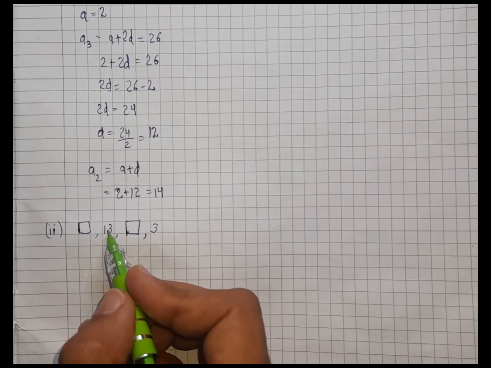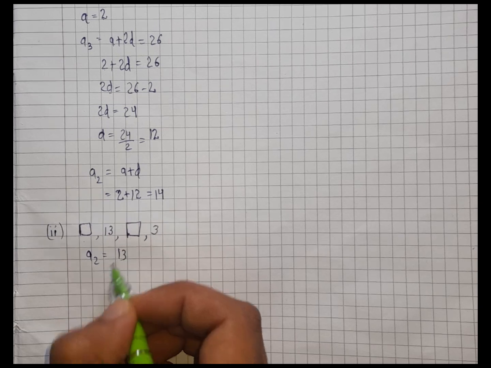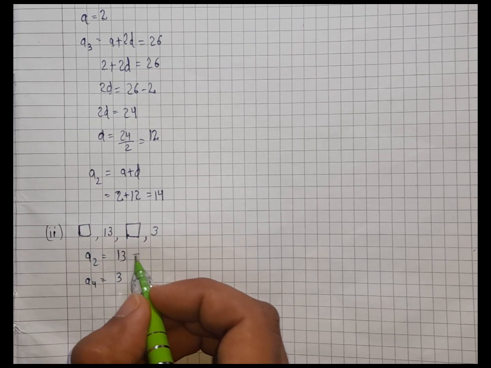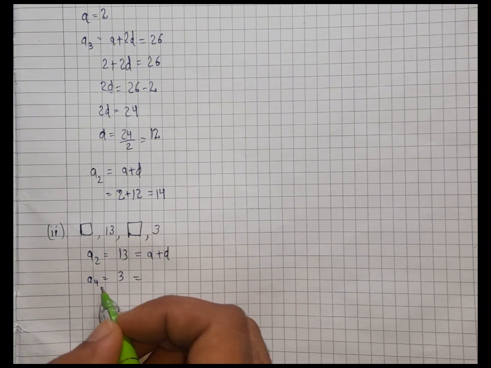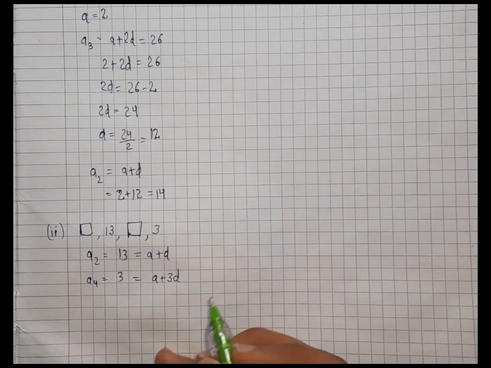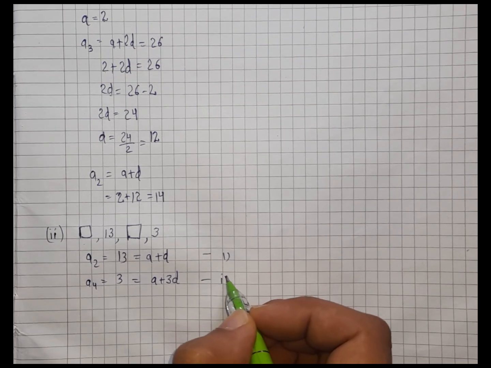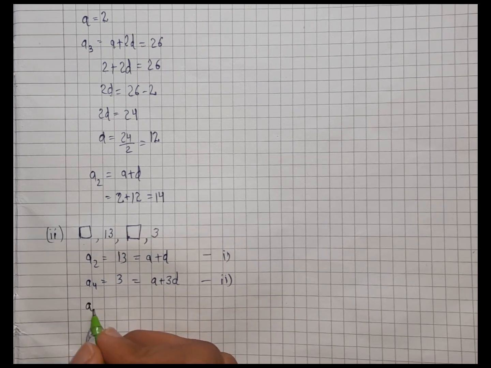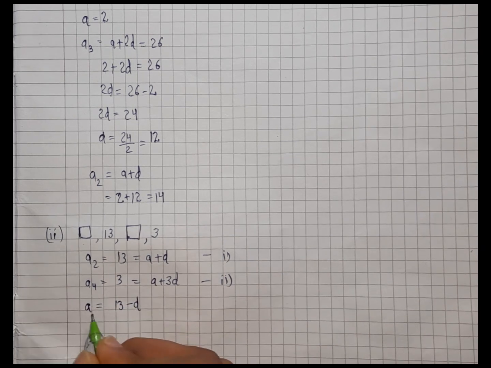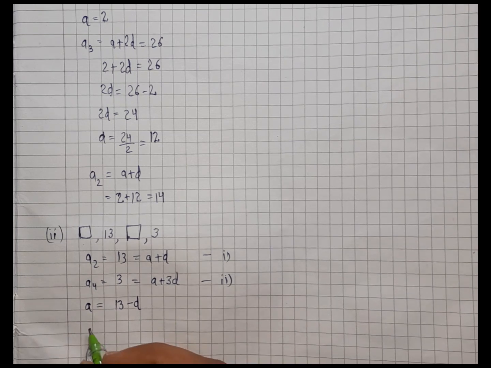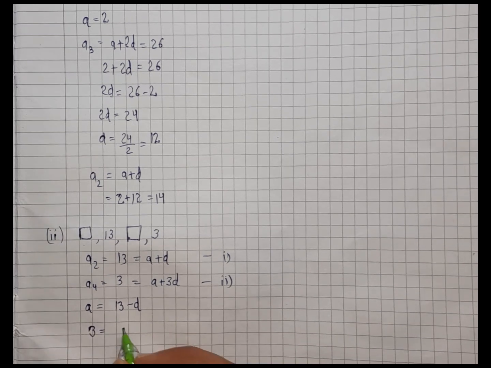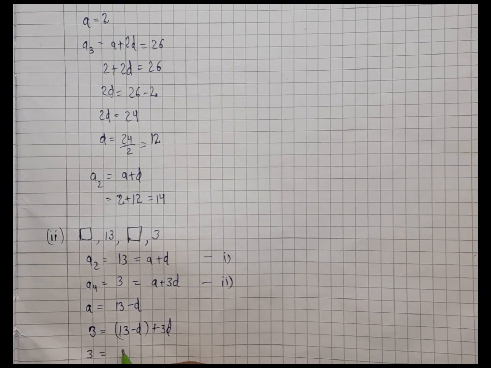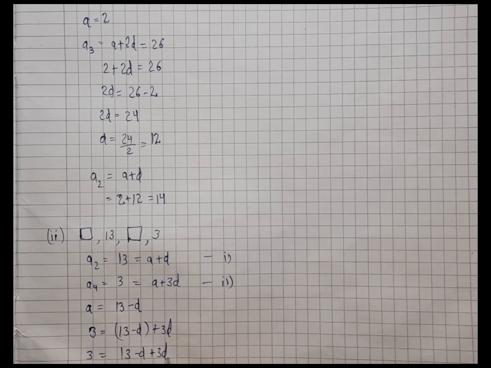In the second part, we are given the second term and fourth term. Here we need to find the first and the third term. Now A2 equals A plus D and A4 equals A plus 3D. This is our first and this is our second equation. So now finding the value of A from the first one, we will have A equals 13 minus D. Now substitute this value of A in the second one, so we will get 3 equals 13 minus D plus 3D.